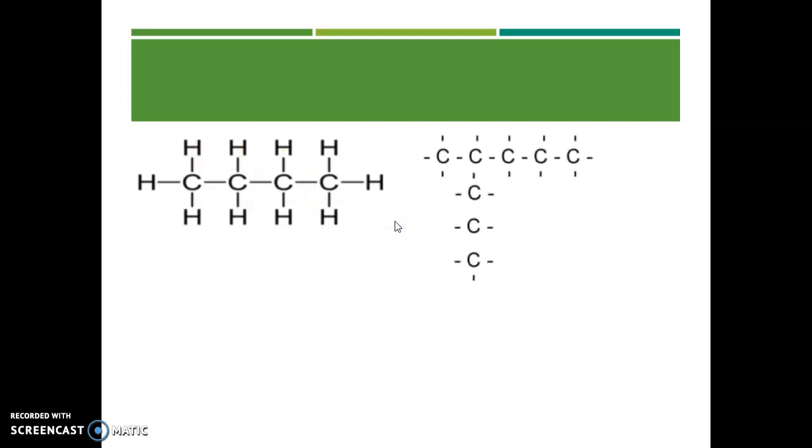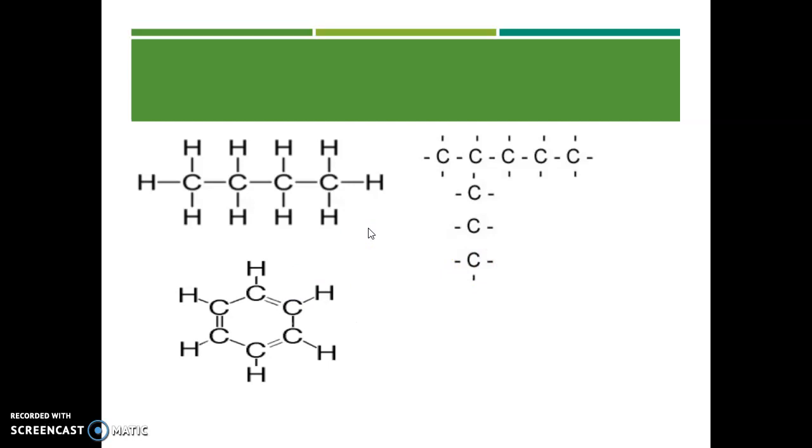This would be considered a branched chain, all right? So it looks like a T or some kind of weird letter, I guess. But if you look at it, there's a parent chain or the long chain, and then something that kind of branches off of it, hence the name branch chains. All right, so a group, functional group, or whatever it may be, will come off of the main part of the hydrocarbon that we're looking at.